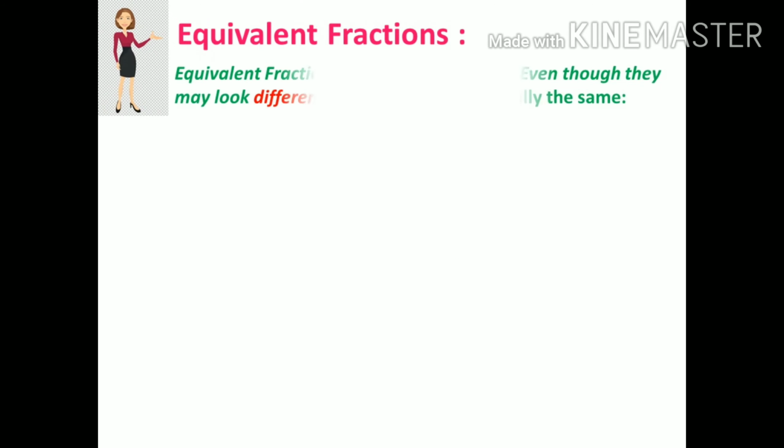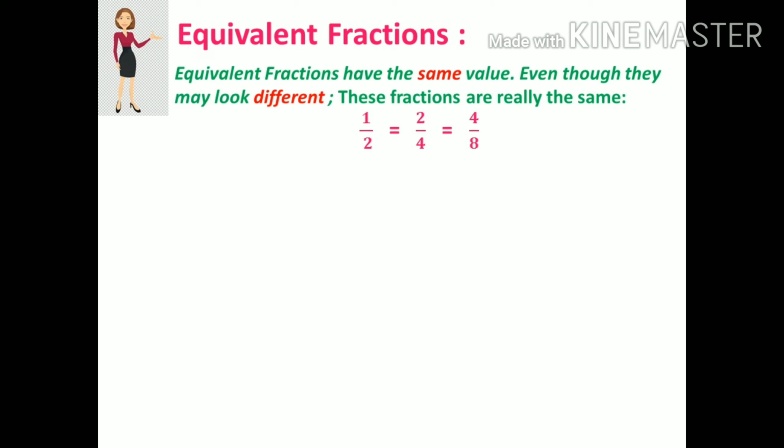Now let's understand equivalent fractions. Equivalent fractions have the same value. Even though they may look different, they are actually the same, or we can say their value is the same. As 1 upon 2 is equal to 2 upon 4 is equal to 4 upon 8, which means all the three fractions are equal.